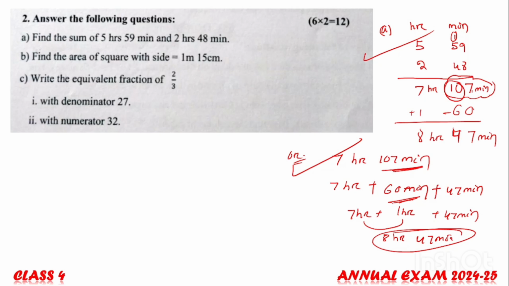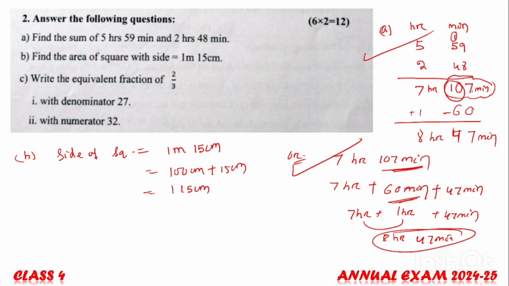Next, question number B. Find the area of the square with side 1 meter 15 centimeter. Important question, how to solve? First of all, write down side of square equal to 1 meter 15 centimeter. First of all, convert into centimeter, that is 1 meter, that is 100 centimeter plus 15 centimeter, that is 115 centimeter.